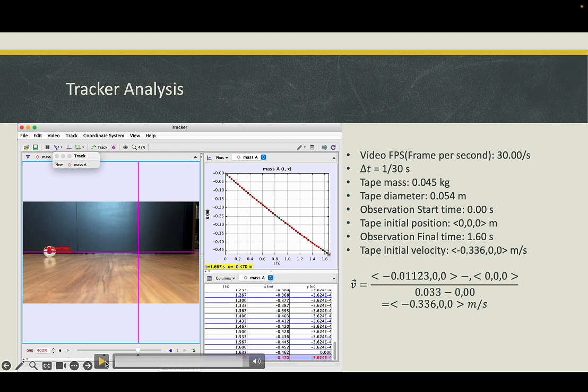We can see that the FPS is 30 per second, thus delta t is 1 over 30 seconds. The tape's mass is 0.045 kilograms and its diameter is 0.054 meters. The total time of observation of constant velocity motion is 1.6 seconds. As I defined the right direction to be the positive x-axis, the tape was moving toward the negative x-axis. The initial position of the tape is 0.00 meters, and the initial velocity generated by the first two positions is negative 0.336 meters per second.